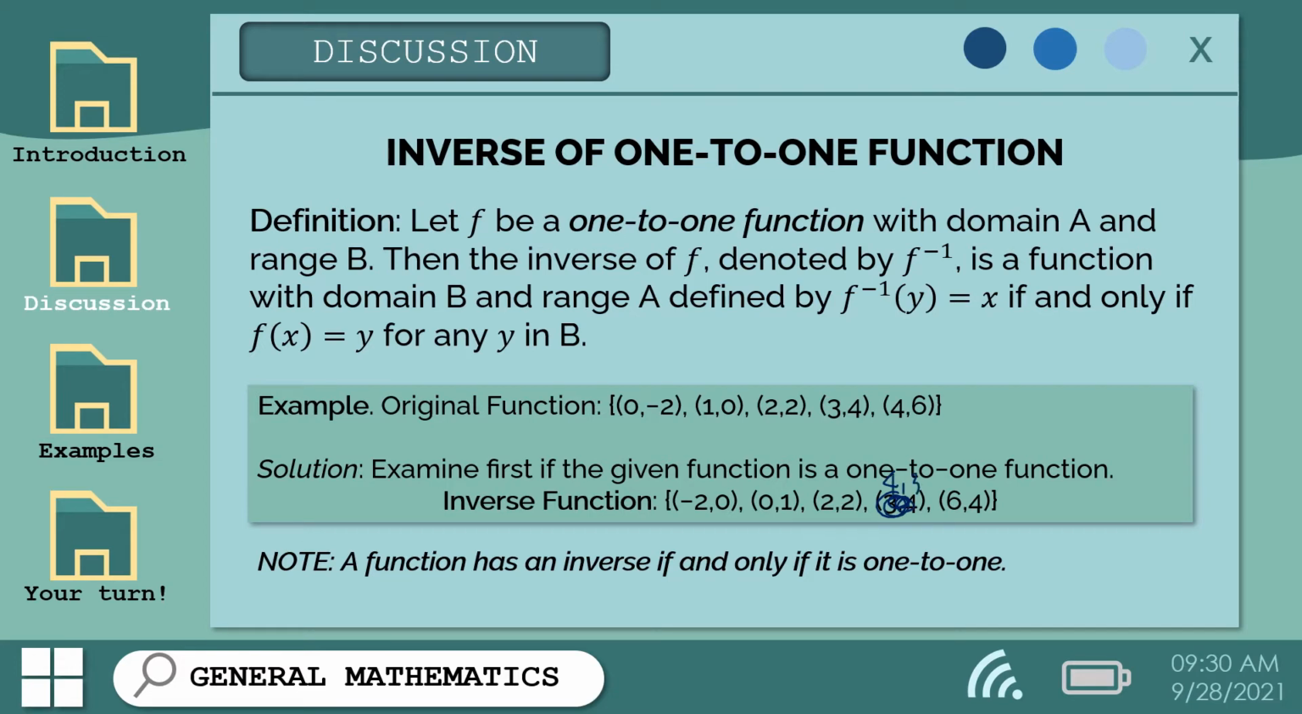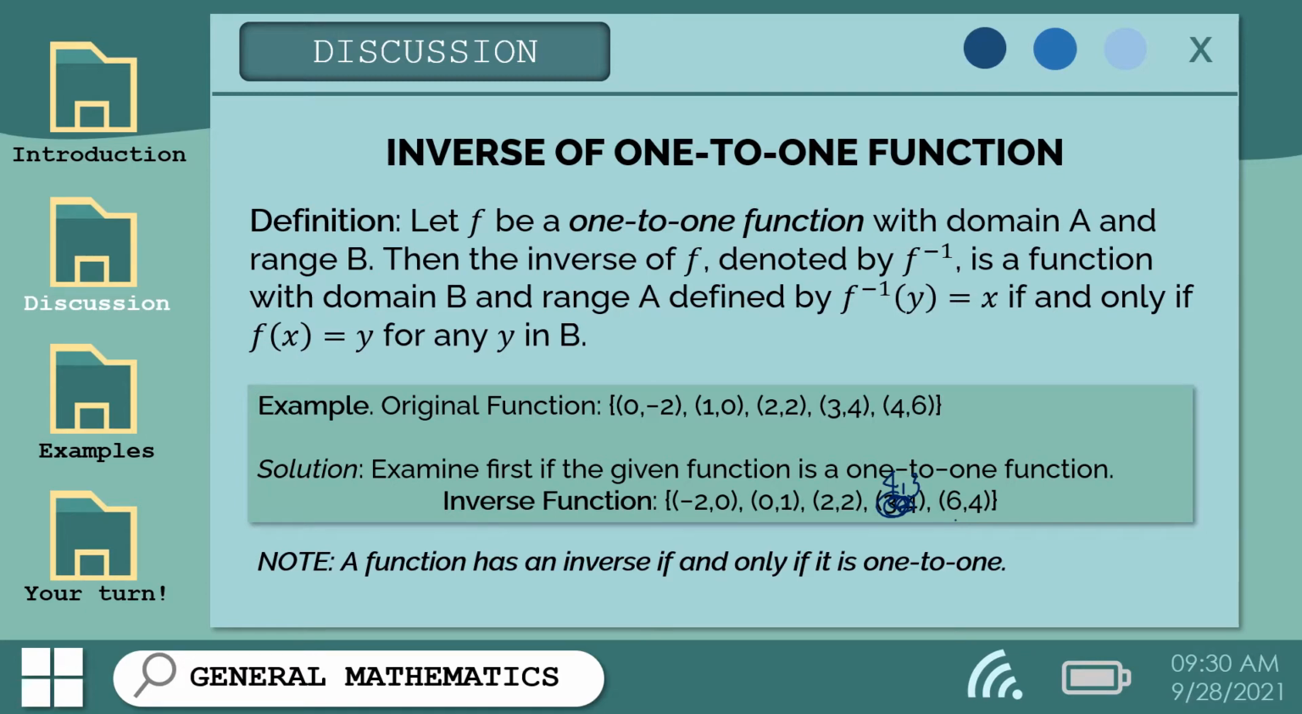This is 4, 3, then this is 6, 4. Tama lang. So, pinagbaliktad lang yung ating domain at range. Element ng ating domain at range. So, note po natin ulit that a function has an inverse if and only if it is one-to-one.